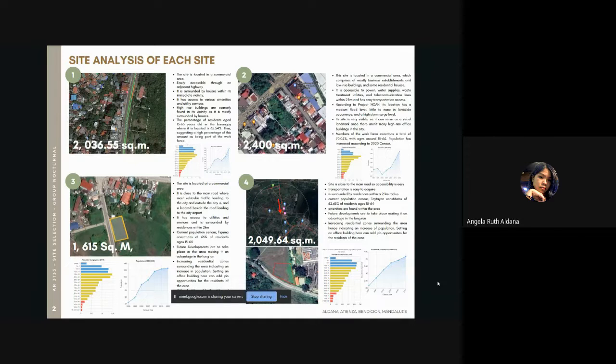And according to Project NOAH, its location has a medium flood level, little to none in landslide occurrence, and a high storm surge level. And since the site is very visible, it can also serve as a visual landmark since in that area there are no high-rise office buildings. And also, members of the workforce constitute a total of 70.04%, around ages 15 to 64. And the population has also increased according to the 2020 census. And that's all for the second site.